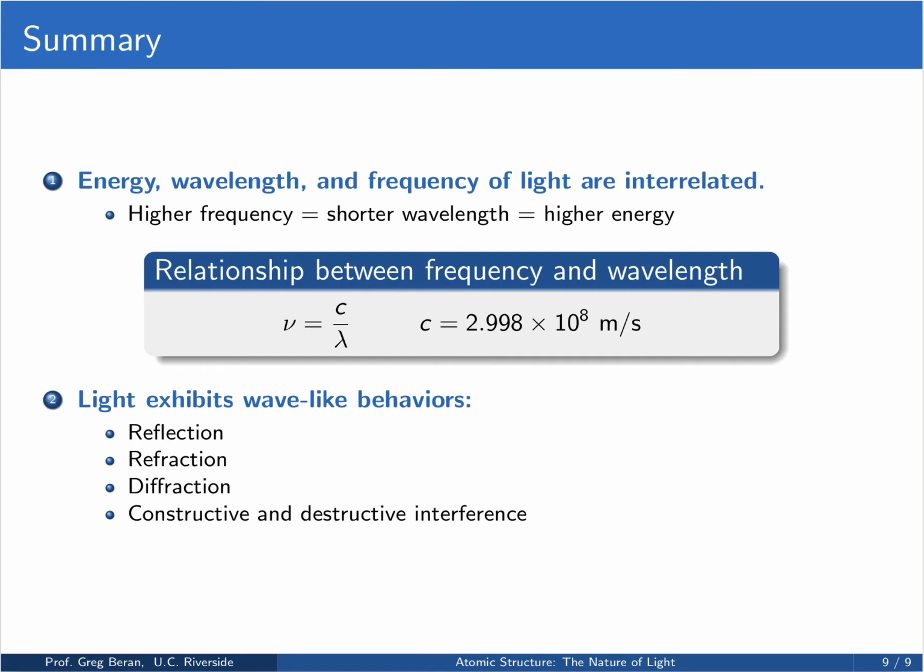So in conclusion, we've seen that the energy, wavelength, and frequency of light are all interrelated. The key idea is the higher the frequency, the shorter the wavelength, the higher the energy. We can also quantitatively relate frequency and wavelength via the speed of light using this expression shown here. And we've talked about some of the wave-like behaviors light can exhibit: reflection, refraction, diffraction, and constructive and destructive interference.